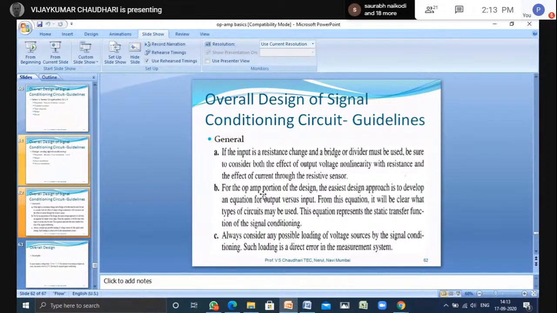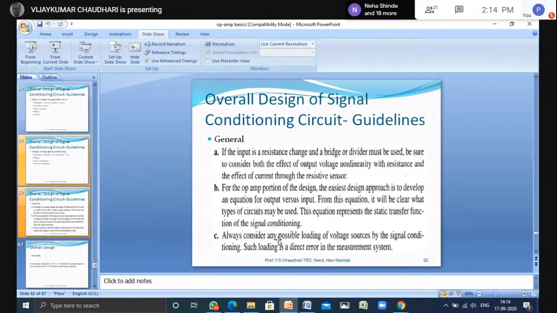For the operational amplifier portion of the design, the easiest design approach is to develop an equation of the output versus input. So when we are designing the circuit using an op-amp, we will find the transfer function, that is, the relation between output and input. From this equation, it will be clear what type of circuit must be used. Depending upon the equation of input and output, we will select the components and op amps of the circuit. So this equation represents the static transfer function of the signal conditioning.